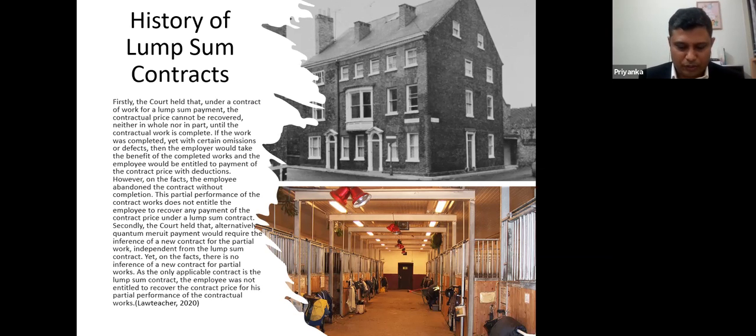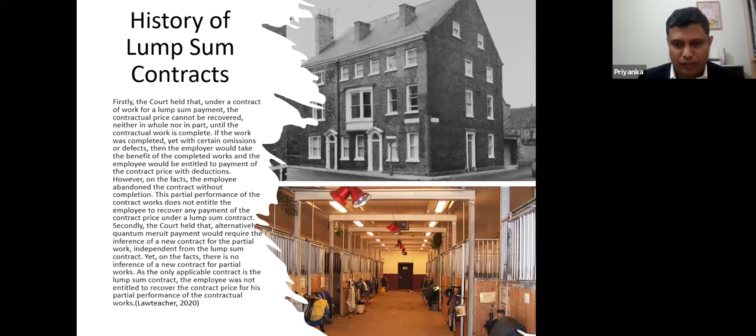Quantum meruit, in the sense, is a Latin term which says as much as he deserves, or as much as he worked. So normally this particular principle comes into play when there is a letter of intent which has been issued by a particular employer or a client, right? A letter of intent is a term which is stemming from English common law, and English JCT type of contracts, because in FIDIC form of contract, we don't have something called letter of intent. We have something called letter of acceptance, right?